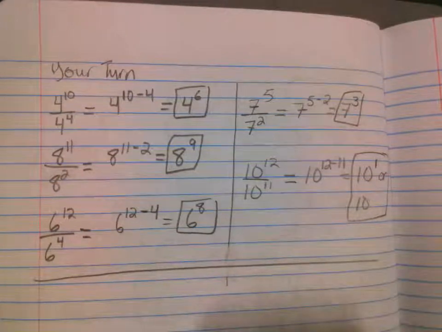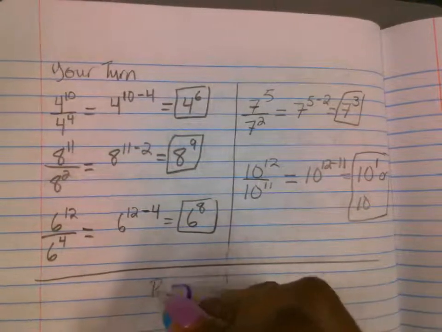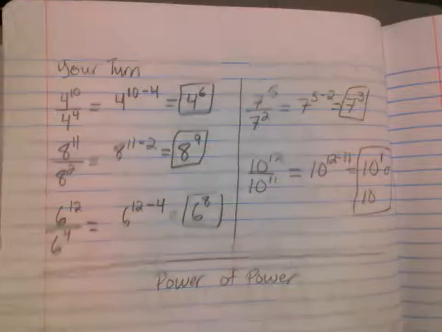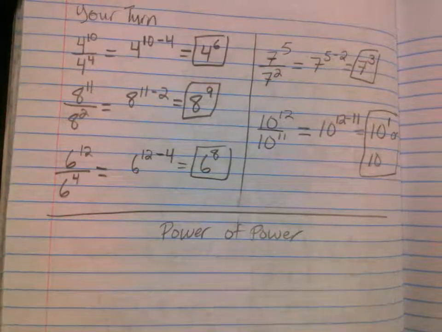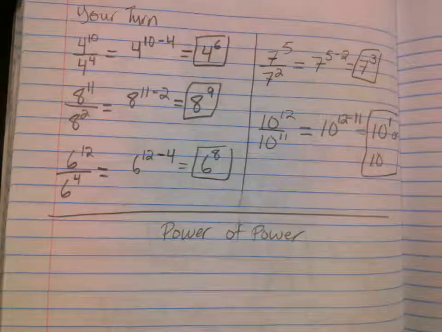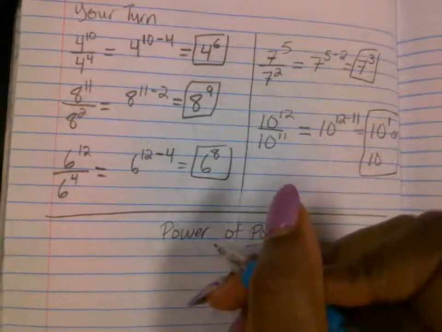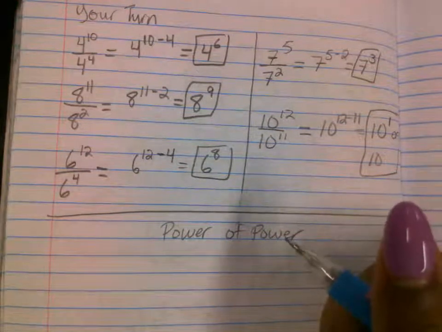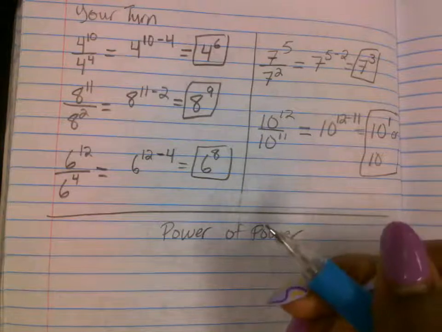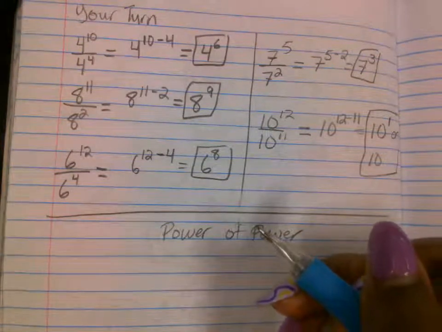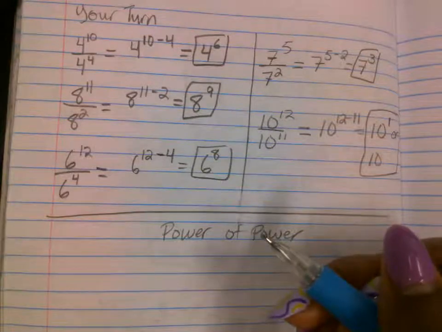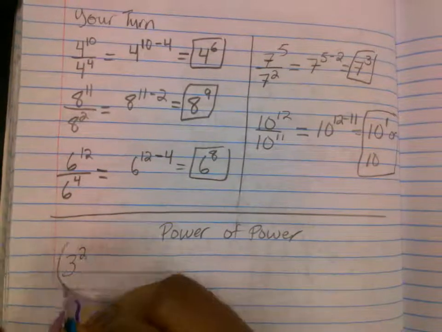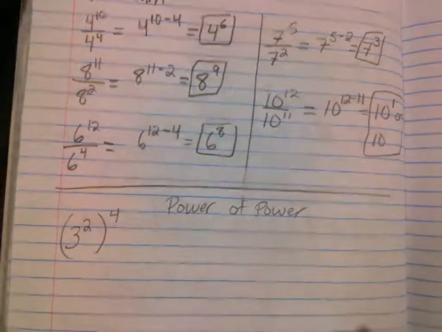Now the last one we're going to do is power of a power. That means you have an exponent raised to another exponent. This is multiplying. Yep. All right, so here we go. For this one, we're going to do expanded form first, and then we're going to do shortcut. So let's suppose that we have 3 to the second power, and we're also raising it to the fourth.